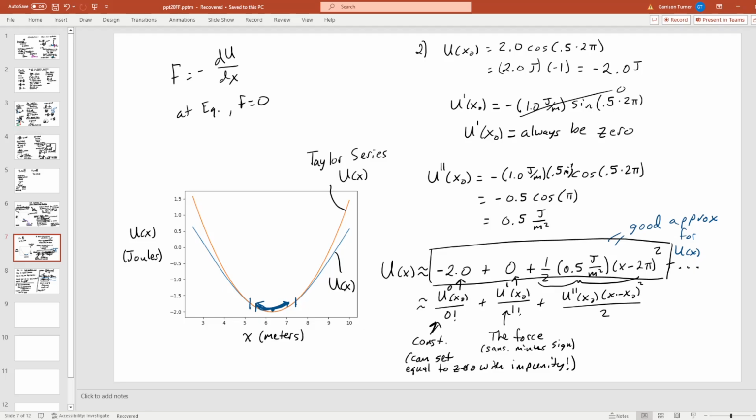And so we're left with this surviving second term. And as a result, my potential energy function can be approximated as 1/2 times 0.5, in this case it's joules per meter squared, times x minus my equilibrium position squared. This has the form 1/2 kx squared. So k is your second derivative evaluated at your equilibrium position.